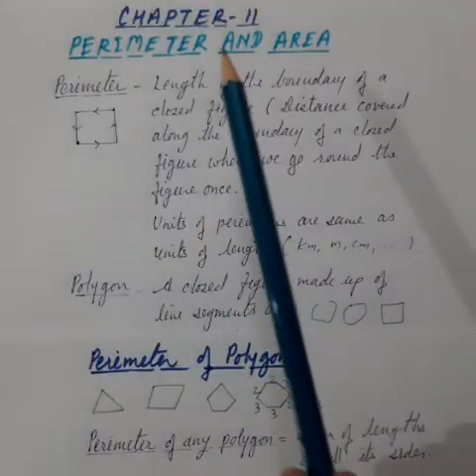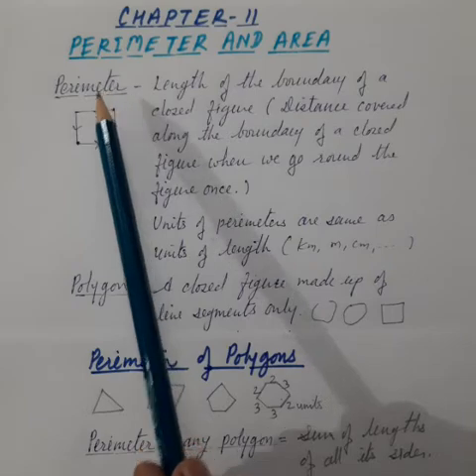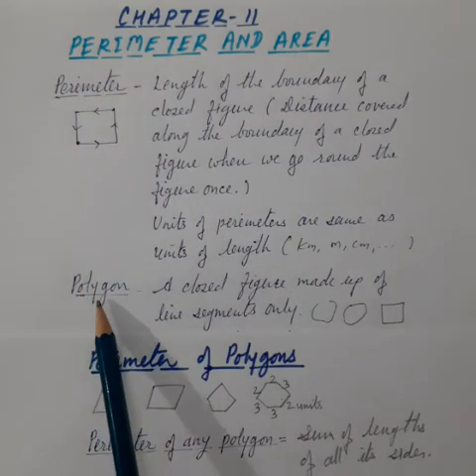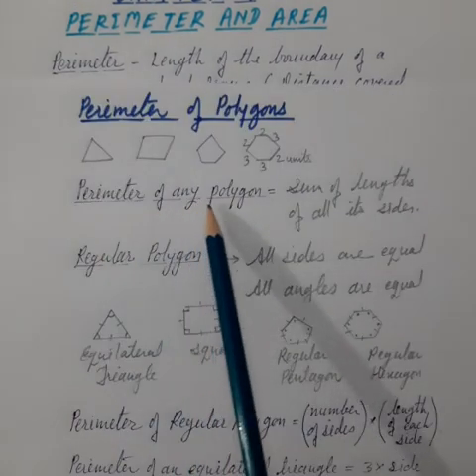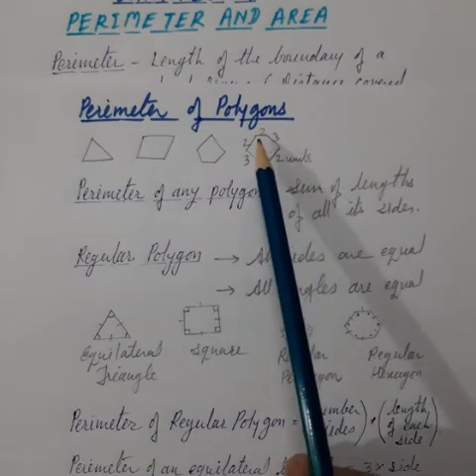In the previous class we started chapter 11, perimeter and area. Perimeter is the length of the boundary of a closed figure. A polygon is a closed figure made up of line segments only. To find the perimeter of any polygon, we have to find the sum of the lengths of all its sides.